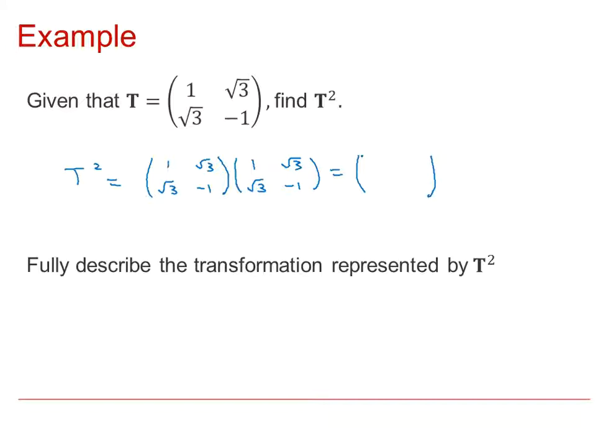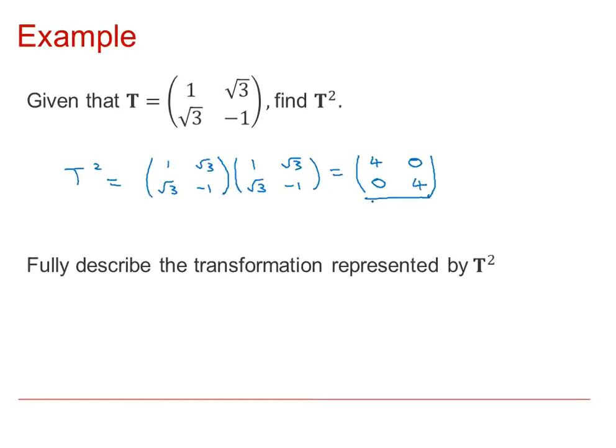So, looking for the top left element, we're going to multiply 1, root 3 by 1, root 3, which is 1 plus 3 is 4. To get the top right element, we're going to multiply the 1, root 3 by the root 3, minus 1, which gives me root 3 minus root 3, which is 0. To get the bottom left element, we're multiplying the bottom row, which is root 3, minus 1, by the first column, 1, root 3. So that's root 3 minus root 3, which is 0. And to get the last element, we're going to multiply the root 3, minus 1 by the root 3, minus 1 to get 3 minus minus 1, which is 4.